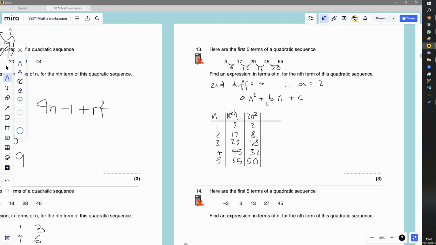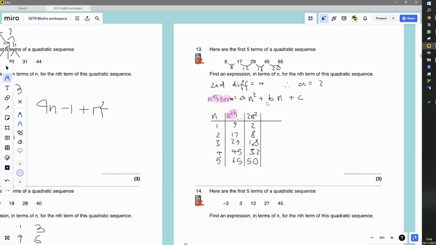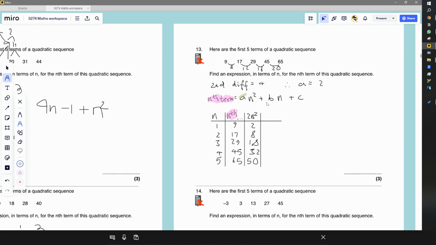Now, next bit is if we say that the nth term is equal to that, let's use a bit of highlighting here. So that's that bit there. If we were to subtract, let me just highlight this bit as well.